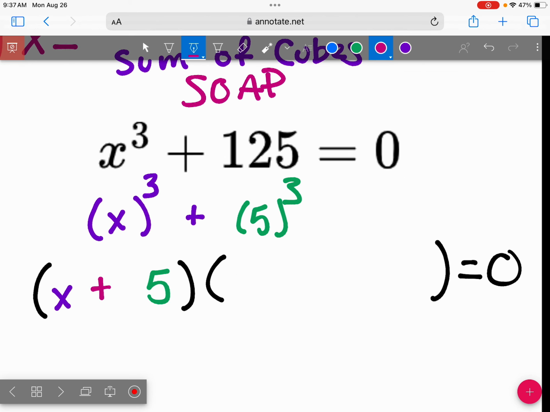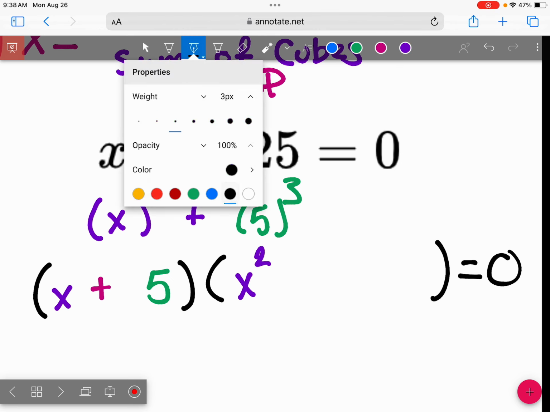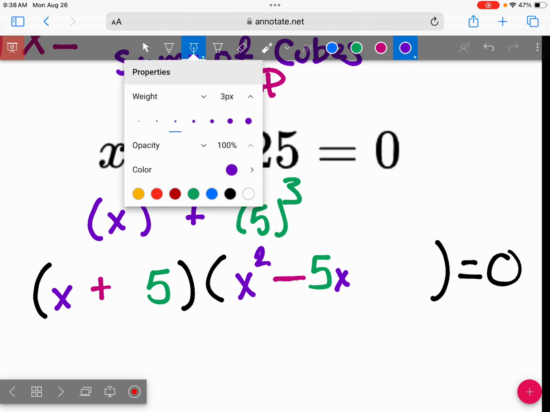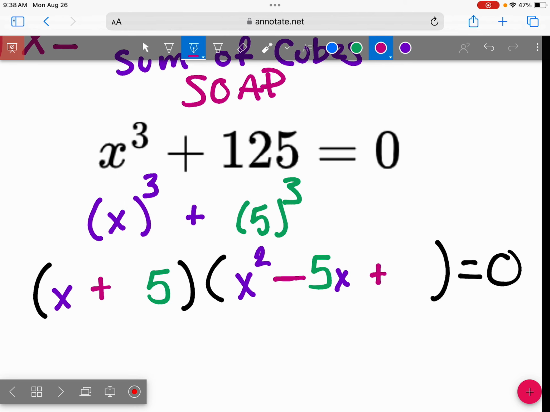The second piece is a trinomial, where I have my first piece squared, so x squared. We use the opposite sign, so this one's going to have a minus. First times last, x times 5, also known as 5x. And then our last sign is always positive, and it's our last term squared. 5 squared, 25.